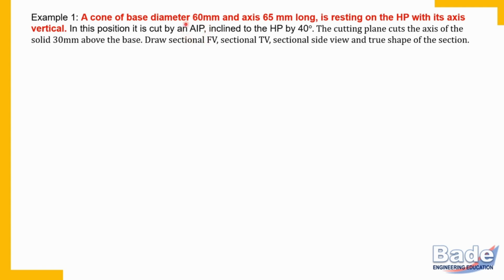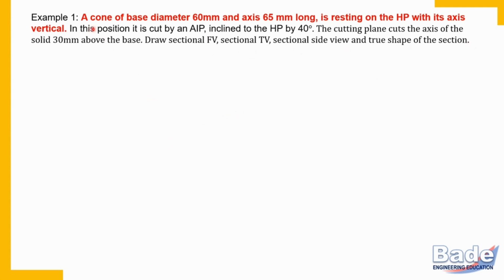AIP, full form is auxiliary inclined plane. A plane which is inclined to HP and perpendicular to VP is called an AIP. So it is clear here that the plane is inclined to HP but perpendicular to VP. This suggests that when the cutting plane is an AIP, the cutting plane line is in front view. The cutting plane cuts the axis of the solid 30 mm above the base. Draw sectional front view, sectional top view, sectional side view and true shape of the section.